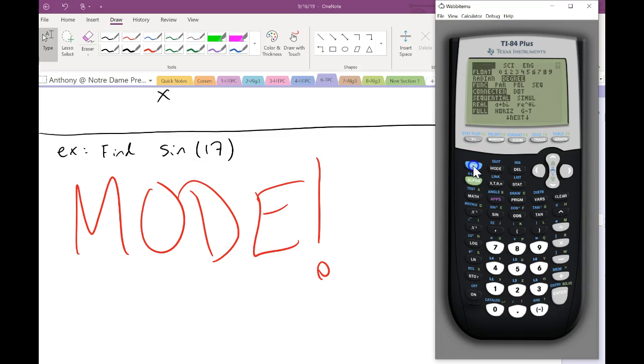Once you've done that, exit back out and try sine of 17 again and make sure that you get the same value that I have here. This 0.29 yada yada yada.